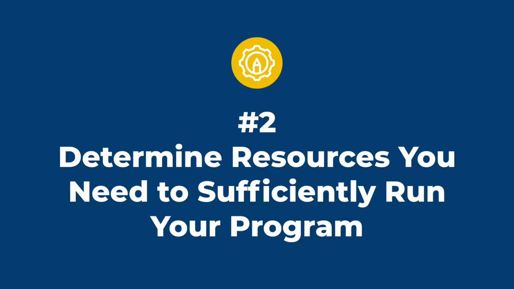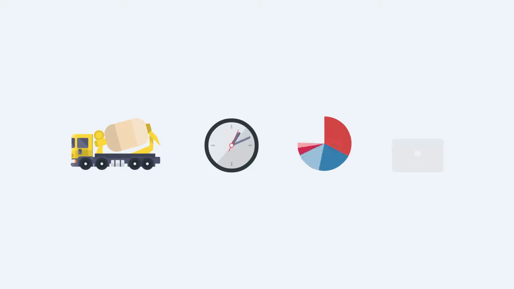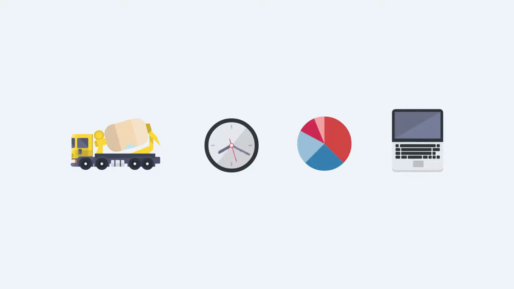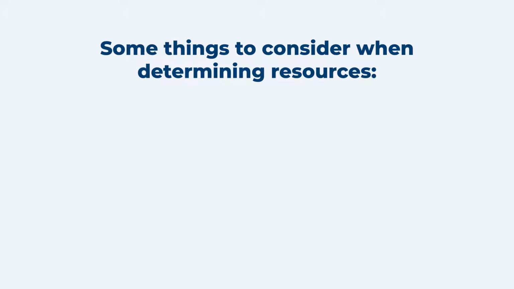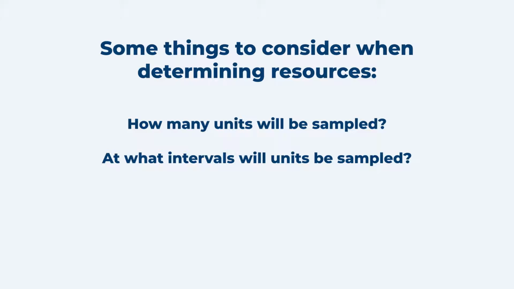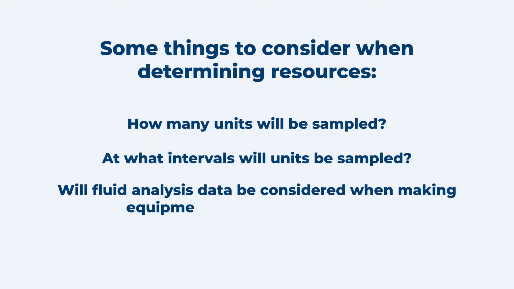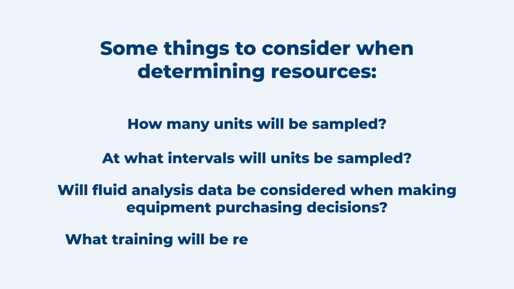After you've realized what you want out of your maintenance program, it's time to determine if you have the resources available to achieve those goals. The size of your program will determine the personnel and resources necessary to maintain it, and if fluid analysis will be their only responsibility or just part of their job. Some things to consider when determining resources are: how many units will be sampled? At what intervals will units be sampled? Will fluid analysis data be considered when making equipment purchasing decisions? What training will be required, and who will do it?